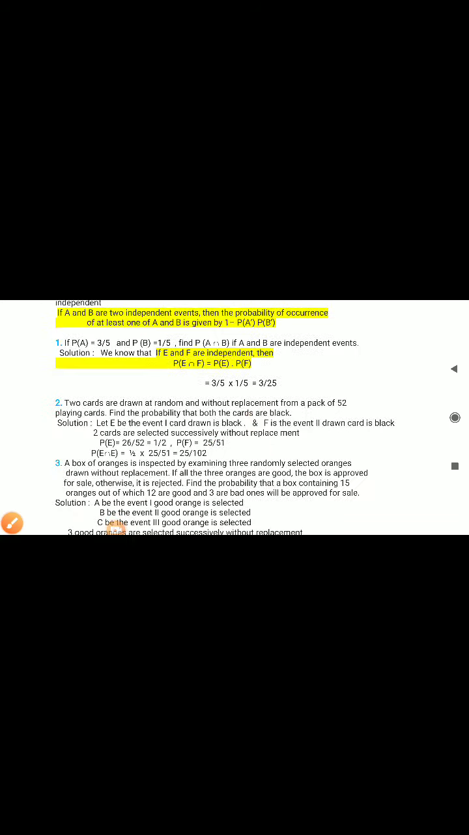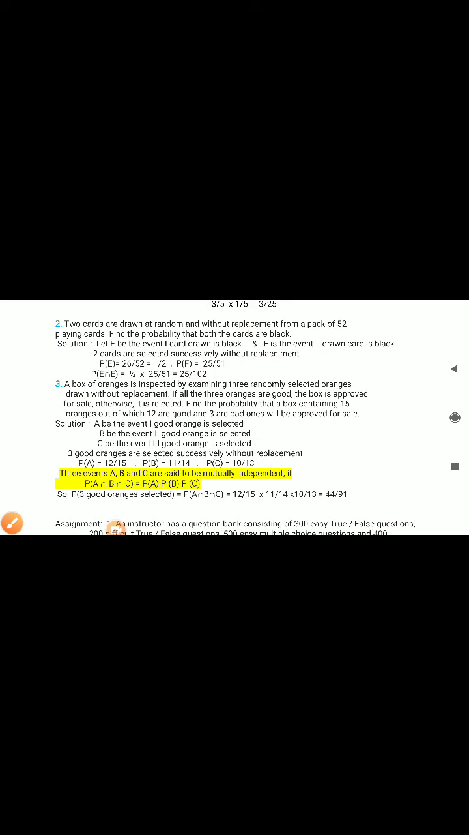There is another question. A box of oranges is inspected by examining three randomly selected oranges drawn without replacement. If all three oranges are good, the box is approved for sale. Otherwise, it is rejected. Find the probability that a box containing 15 oranges, of which 12 are good and 3 are bad, will be approved for sale. For approval, all three drawn oranges must be good.